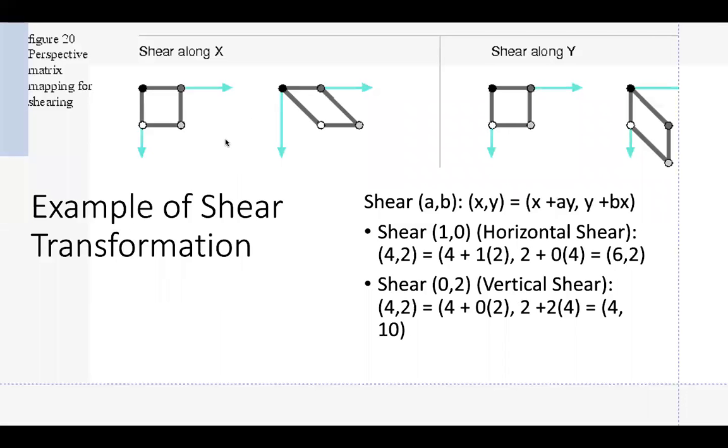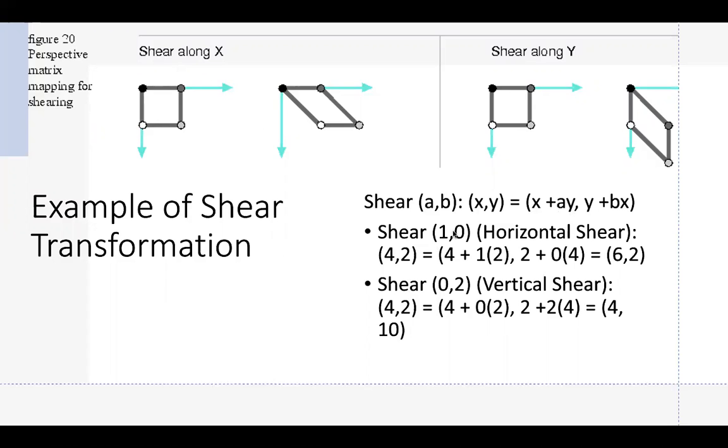So if we do it mathematically, here is an example of shear transformation. Let's say we are given points a, b, and the transformation for this would be (x, y) equals (x plus ay, y plus bx). So here we have the horizontal shear, the shear of points 1, 0. To solve that, we can do the point (4, 2) equals (4 plus 2, and then 2 plus 0), which equals (6, 2), which is here up to the left. That's the shear along the x-axis.